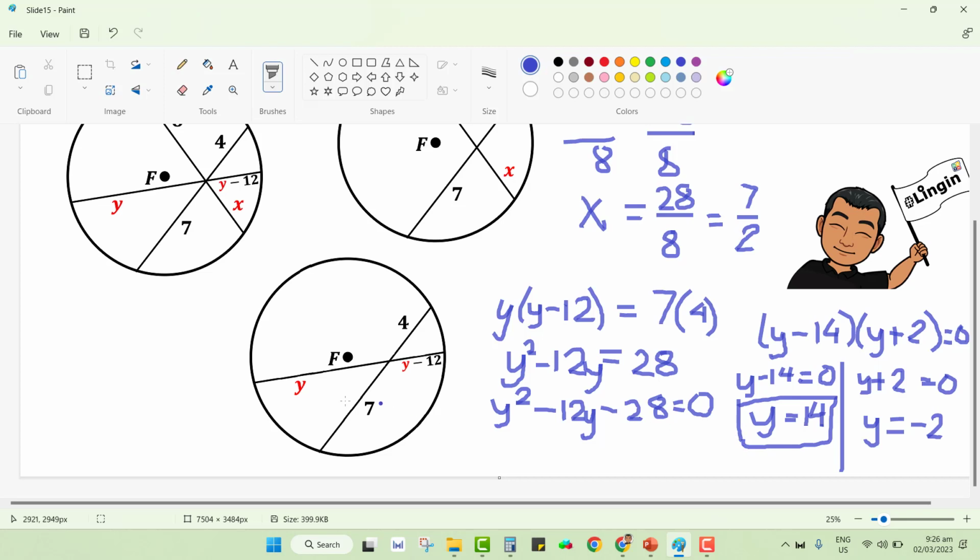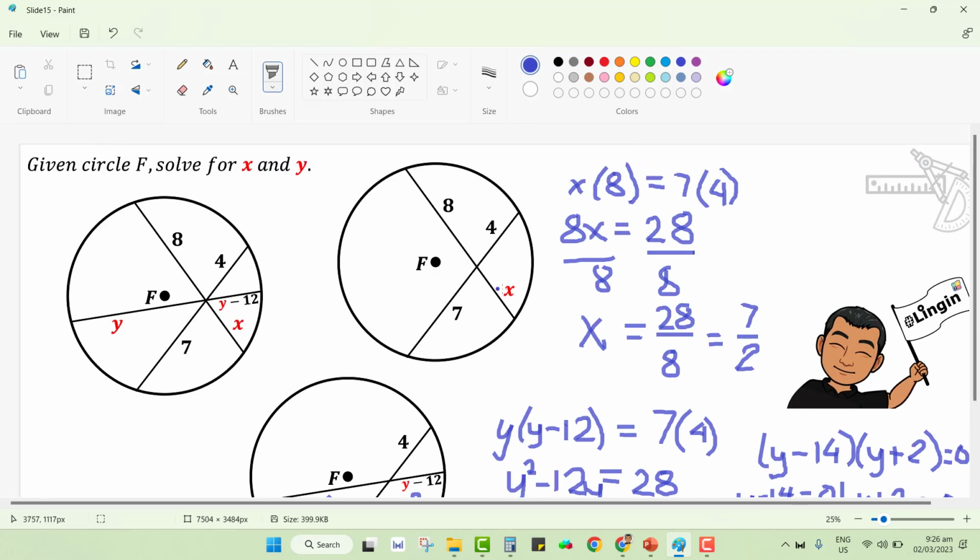So that would mean this is 14, and if we compute this other one, 14 minus 12, this should be 2. So this is how we solve the values of x and y. Earlier, x is 7/2, already checked, when these three chords intersect at the same point of intersection inside circle F, using the chord-chord power theorem.